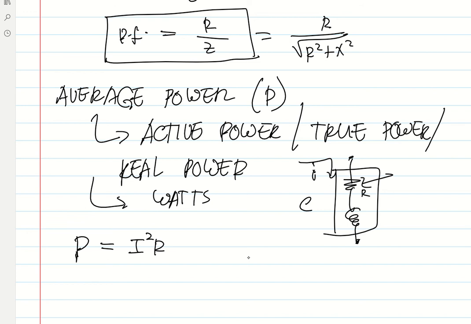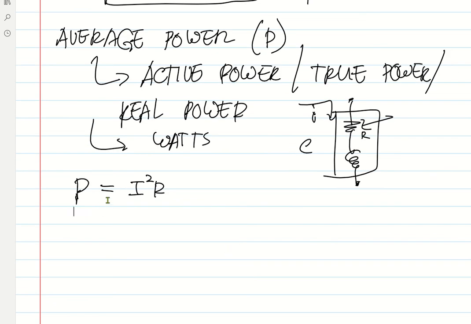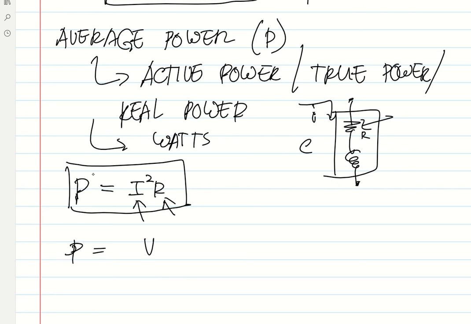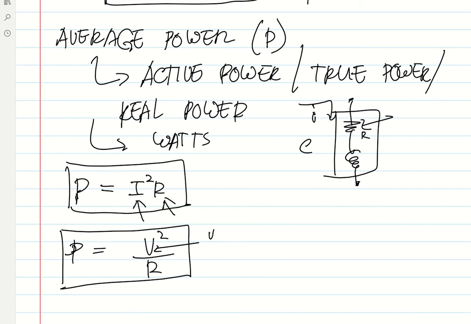If you have an impedance here, that's P. So it's also applicable here. But remember that when you are using this formula, the current you input in this equation should be the current that is passing through R. Because if it's not, then it's not the real power. We can also use the voltage. You square the voltage and divide it by R. This is also applicable here. But again, this voltage is the voltage across R.